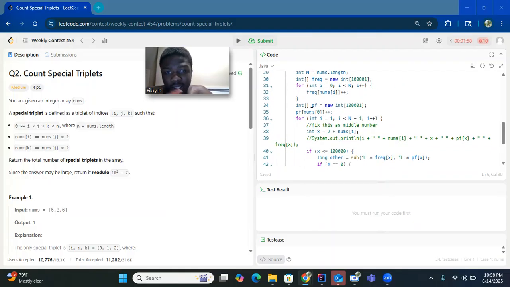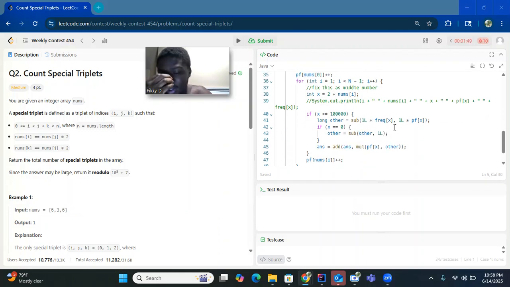You just need to keep track of the prefix frequency and the suffix frequency. The idea is that you can keep track of the prefix frequency as you go through the numbers, but for the suffix frequency, just use subtraction. You can find the entire frequency and then just subtract it out.